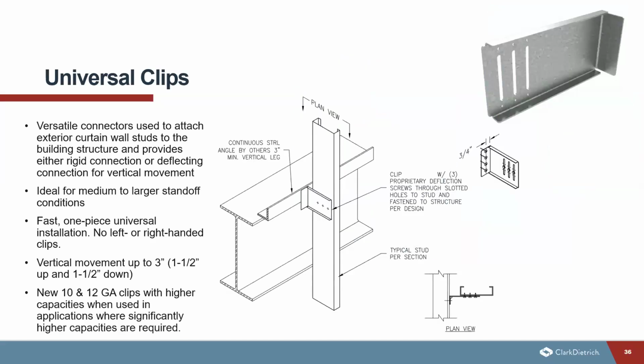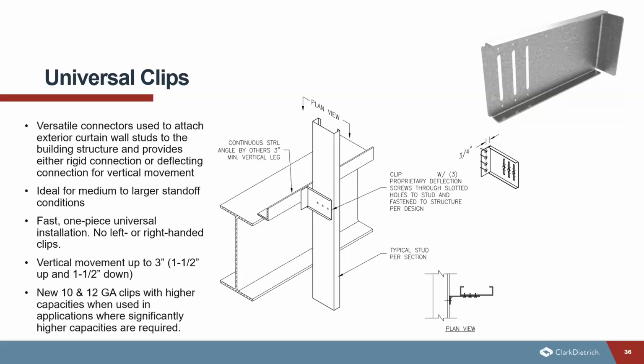Next, we have a universal clip. So this was kind of seen when we talked about the drift connectors. As you can see on the actual clip picture here, the clip has slots for deflection, as well as small holes on the top and bottom of the slots that can be used for a rigid connection. So this is a versatile connector that's used to attach the exterior curtain wall stud to the building structure, and it will provide either a rigid connection or a deflection connection. This clip is used for medium to larger standoff conditions, and it's a fast one-piece universal installation. There's no left or right-handed clip needed.